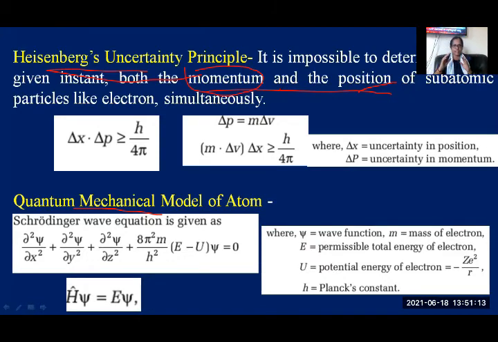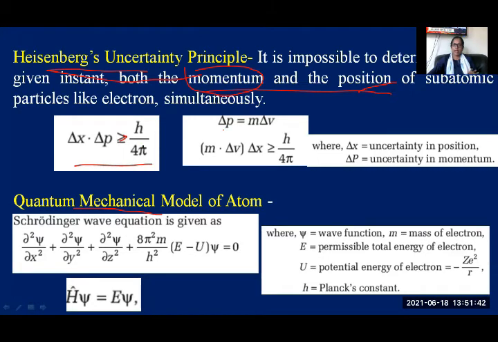of the particle. And he has given an equation. It is like this: delta x into delta p will always be greater than or equal to h by 4 pi. What is delta x? It is the error or uncertainty in position. And what is delta p? It is the error in momentum, or uncertainty in momentum.